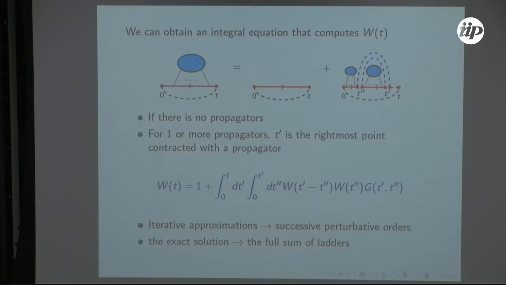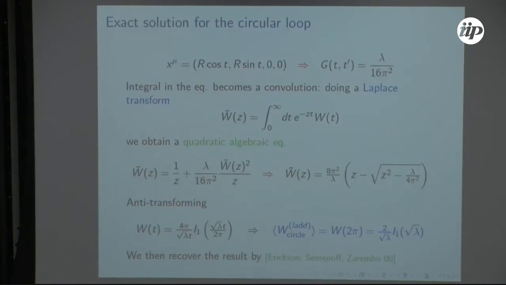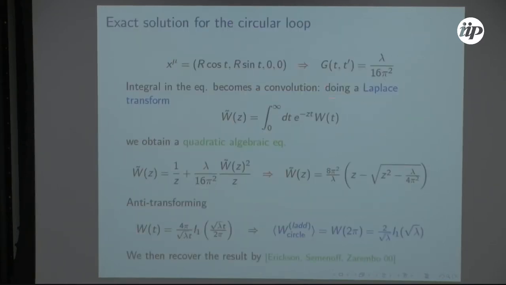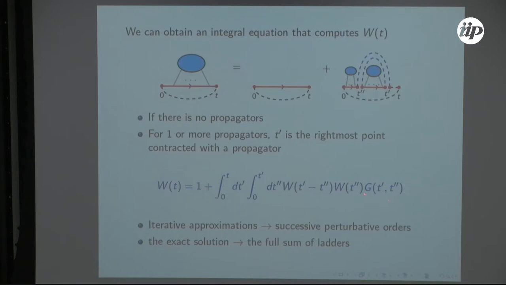Still, this is a complicated problem, but there is a special case in which it becomes very simple. And this is a circular loop. If you take the circular loop, remember this g function was a complicated function of the parametrization, but if you take the curve, the circle, it turns out the numerator and the denominator become the same, essentially, and you get a constant effective propagator.